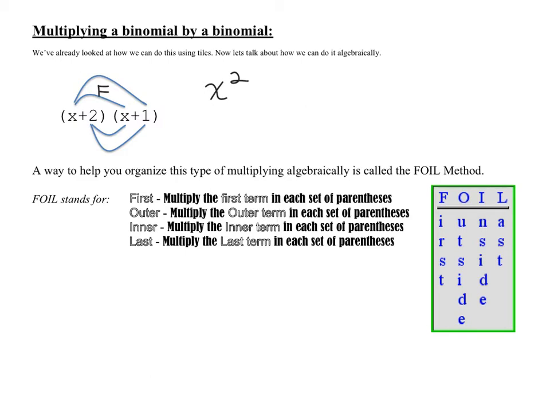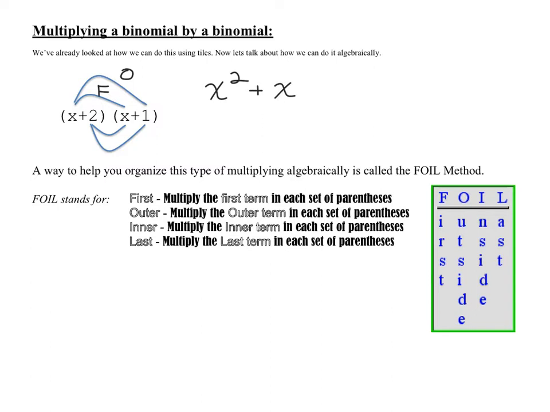And then the next one would be our outside terms. So in this entire problem, my outside terms would be the x and the 1, because these are my outside terms. And this is drawing towards that. So I'm going to put an O above. So x times 1 is x. So I'm going to write plus x.